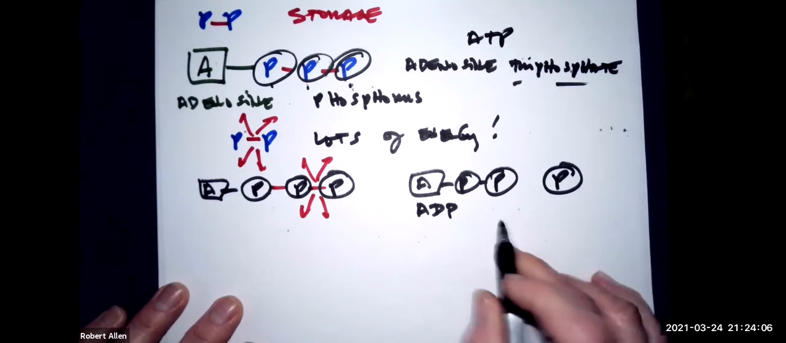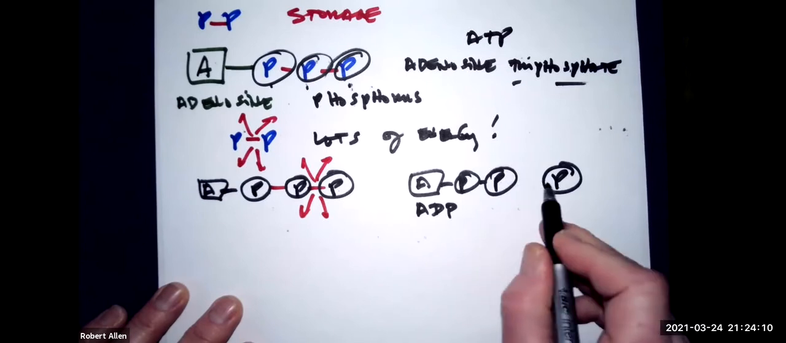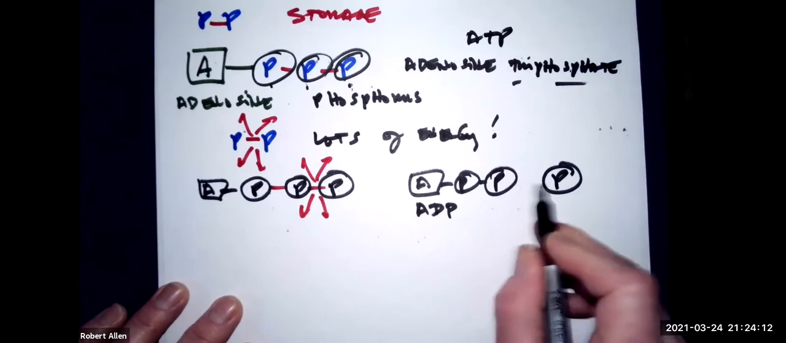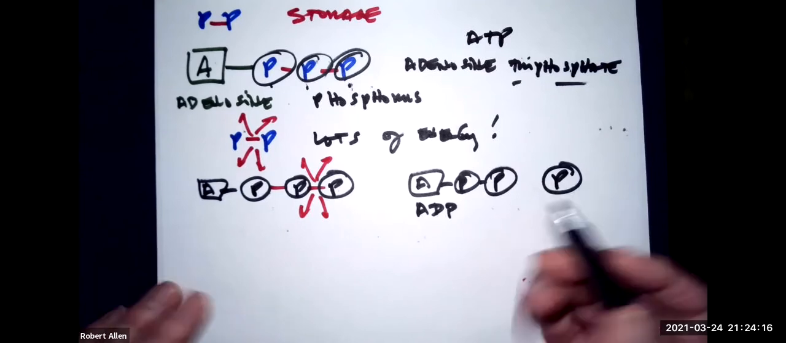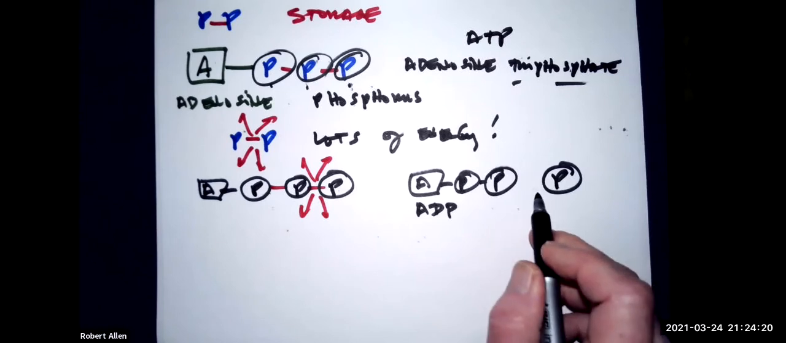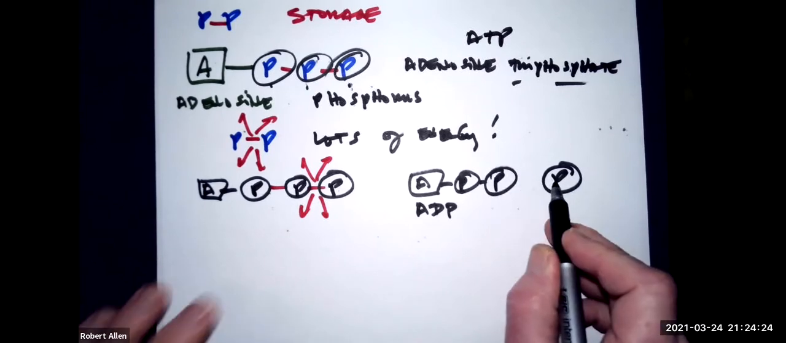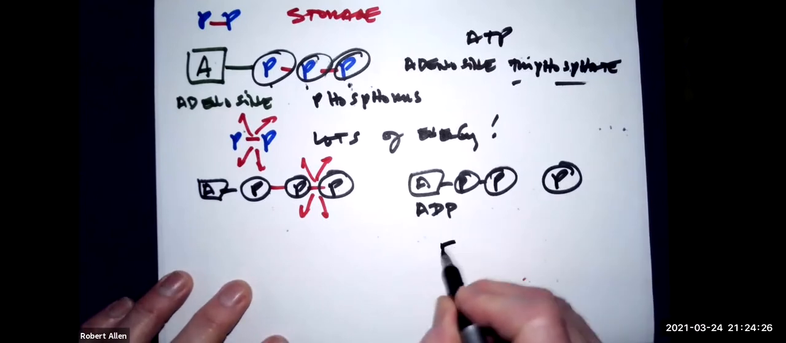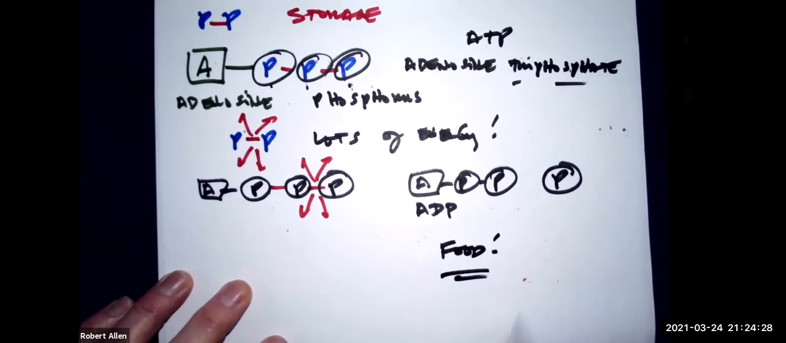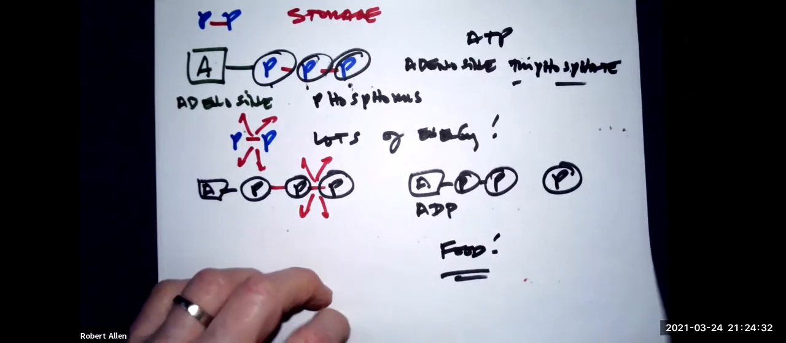And the way we recycle it is, well, we put that phosphorus back on. We're going to have to make a bond, though. What do you need to make a bond? From a few minutes ago, you need energy. All right, you need some energy to make that bond. Where do we get the energy from to put that phosphorus back on? You get that energy from food. There we go. That's why you eat. You get enough energy to put that phosphorus back on.